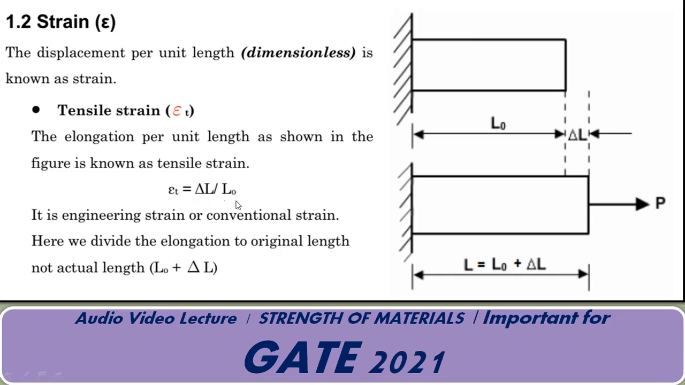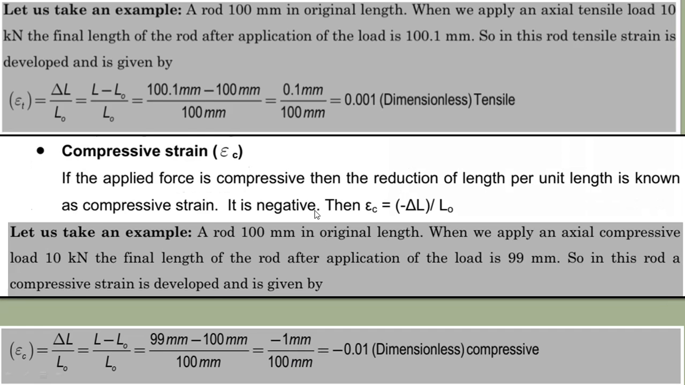It is engineering strain or conventional strain. Here we divide the elongation by the original length, not the actual length L0 plus delta L. This is the engineering strain or conventional strain, because here the divisor is L0, the original length. We are taking only the original length. Let us take an example.